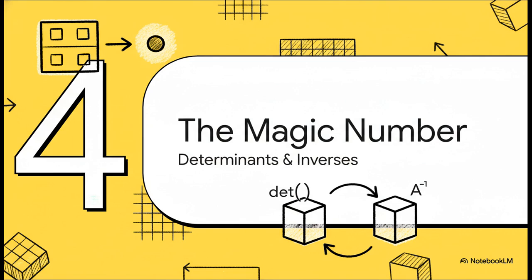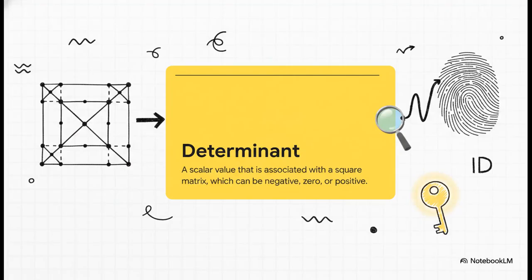Okay, now for a little bit of matrix magic. It turns out that square matrices have a secret number hidden inside them, a special value that tells us some really important things about them. This leads us to determinants and inverses. This magic number is called the determinant, and you can honestly think of it like a matrix's unique fingerprint, or its ID number. It's just a single number that you calculate from the matrix, but it packs a punch. It encodes some crucial information about that matrix's personality.